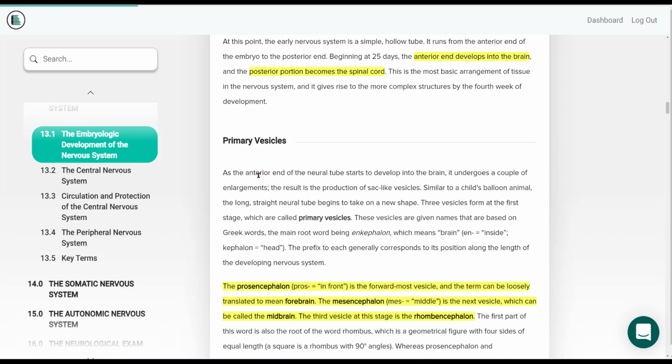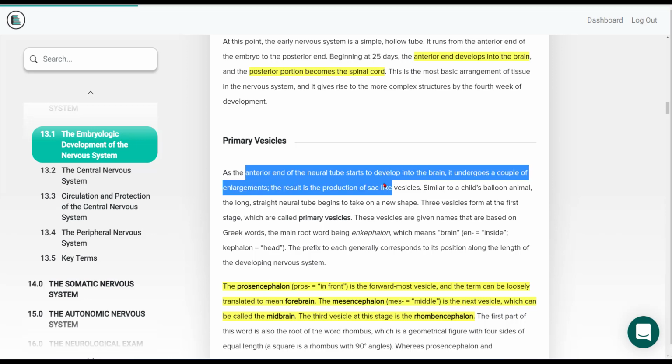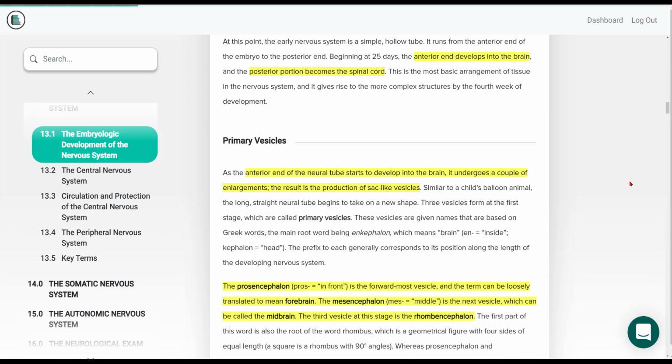So that anterior part, the part that's going to become the brain, undergoes some swelling, some enlargement, some sac-like structures. And these sac-like structures are called vesicles. And they all have the same root name. They're all called encephalon. And you should recognize that en means inside, like endo, and that cephalon means head, right? A cephalic symbol, or the cephalic region toward the head.